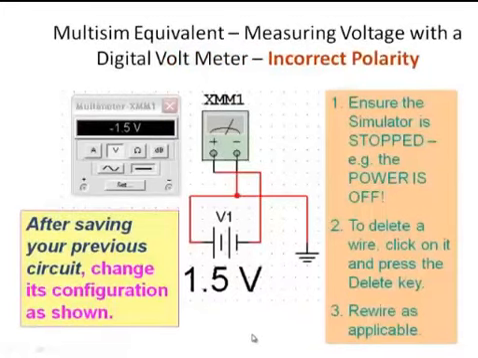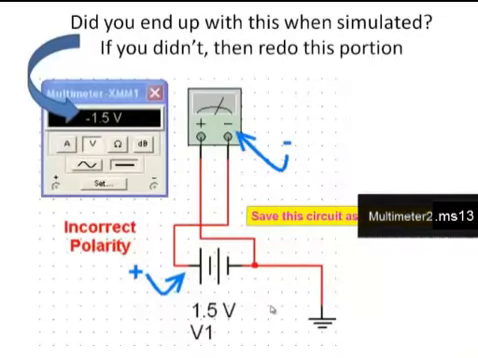So what we want to do is show the same sort of thing in Multisim, and you can follow these directions here to do that. Now, with the circuit hooked up like this, you should see minus 1.5 volts because we've got the incorrect polarity here. We've got the negative terminal connected to the positive terminal of the battery, and the positive terminal of the multimeter connected to the negative terminal of the battery. So that's why we get this minus 1.5 volts. And now you can save this circuit.